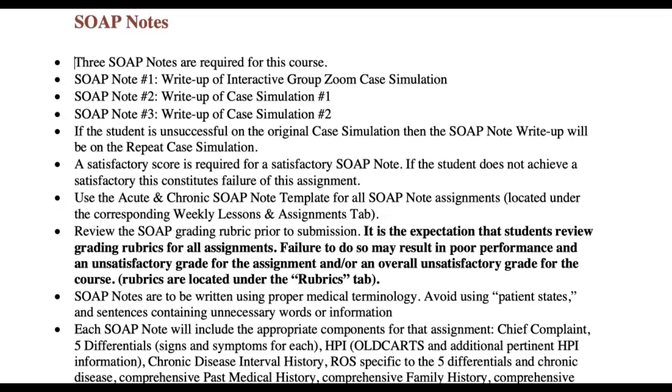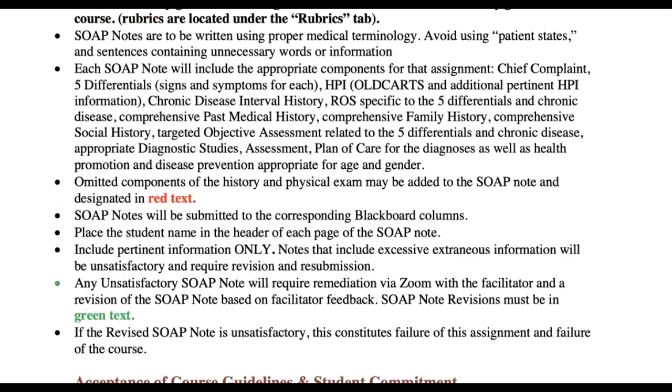Always take a look at the grading rubric in preparation for your SOAP note write-up. For any omissions or anything you need to add to your SOAP note that was not included in your case simulation, you can do that as you're processing that patient encounter that occurred. You can denote any omitted components or anything you feel needed to be added that wasn't done during the sim. Include that in red text. If there are any SOAP note revisions that are required, then you're going to make those specific revisions in green text.